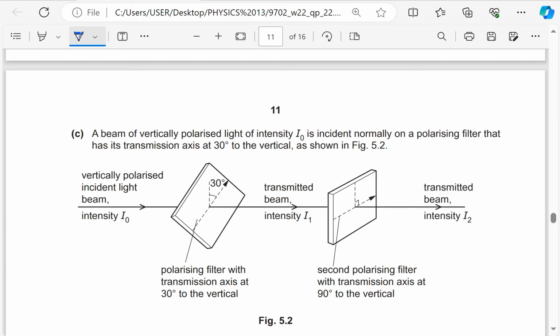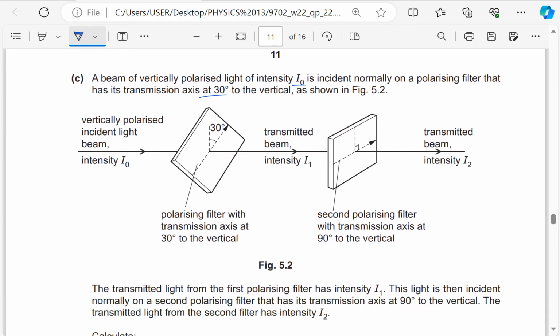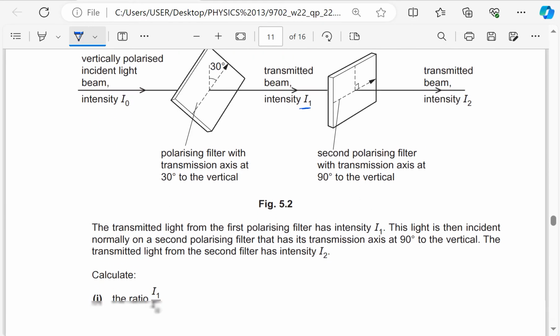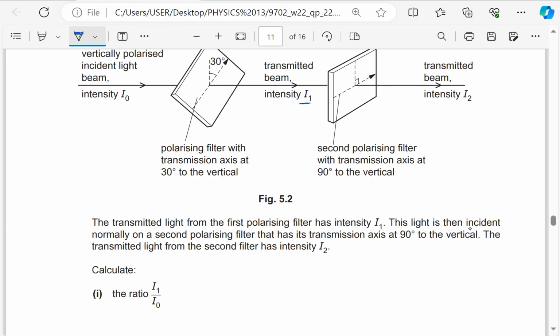A beam of vertically polarized light of intensity I naught is incident normal on a polarizing filter that has its transmission axis at 30 degrees to the vertical, as shown in that figure. The intensity which went through is I1. So I1 is going to be I naught cos squared of 30.